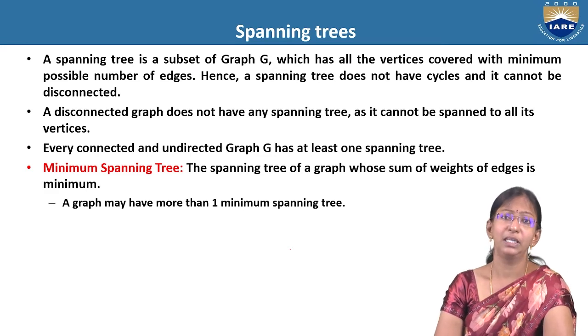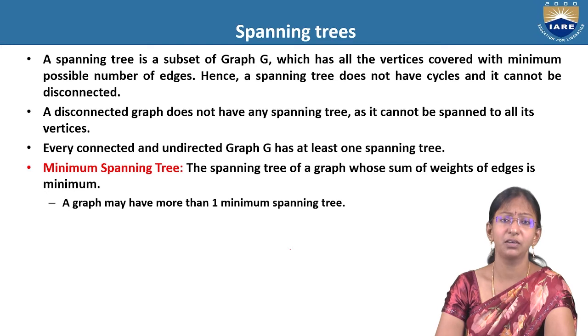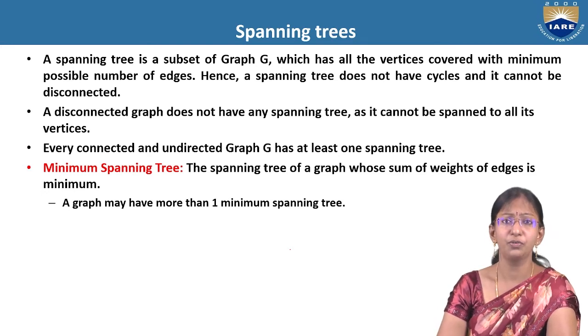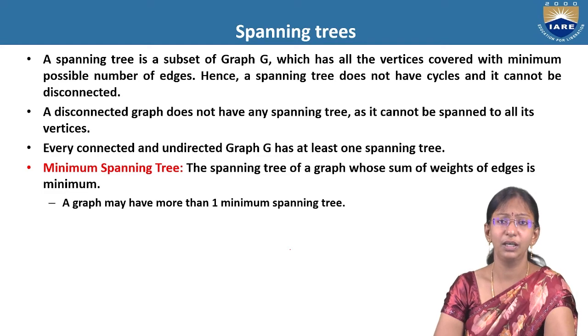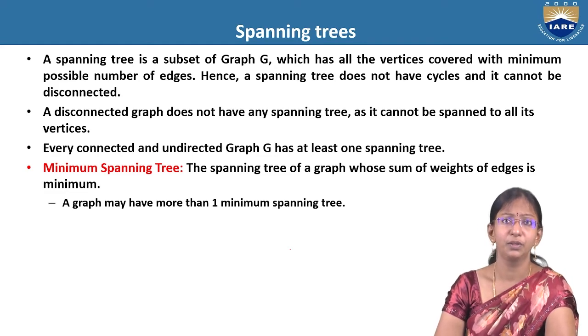Okay, so a graph can have any number of minimum spanning trees. That means the collection of edges used to construct a spanning tree may yield the same minimum value, right? So you can have that. You can find those scenarios also, right?